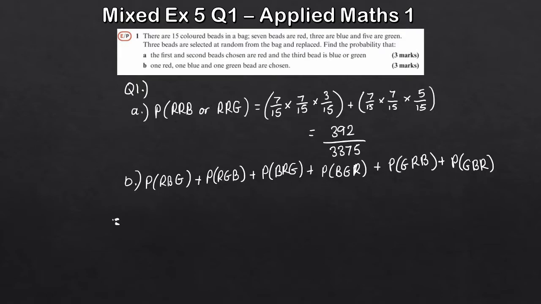So let's just start by working out a couple and see what kind of pattern forms here. The probability that we get red, blue, green, so that's going to be 7 over 15 times blue, which is, what was that? 3 over 15. And then we've got green, which is 5 over 15. Okay, so that's my first one there. The next one, red, green, blue, well, that would just be, again, 7 over 15 times 5 over 15 times 3 over 15.